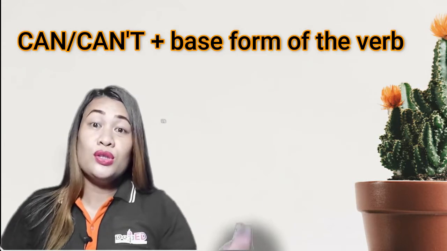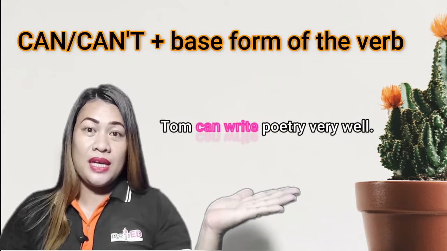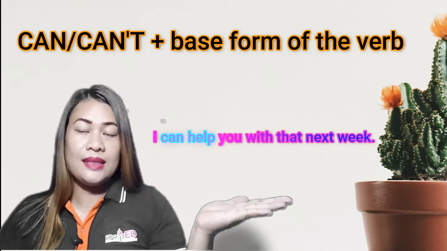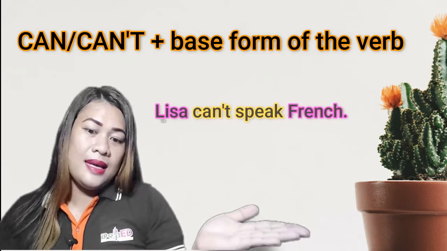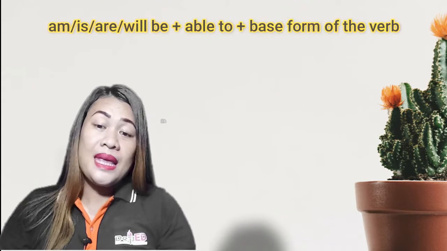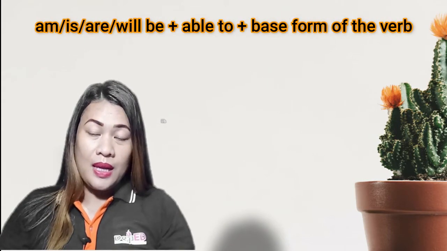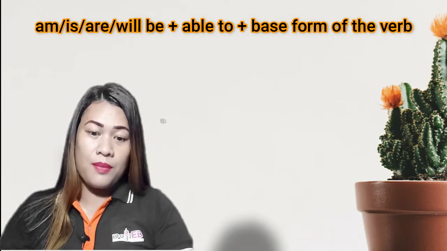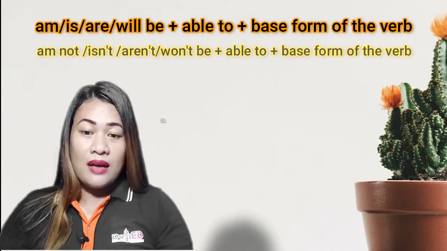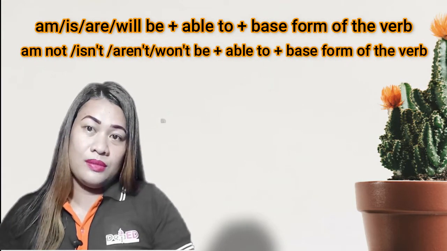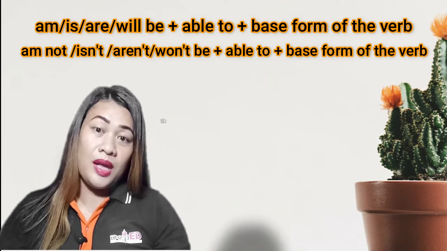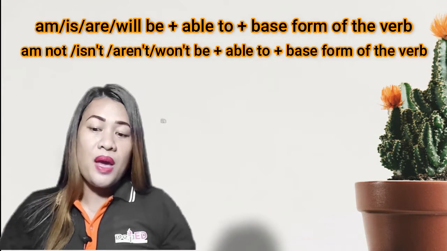Example: Tom can write poetry very well. I can help you with that next week. Lisa can't speak French. So those are the examples. Am, is, are, will be, plus able to, plus base form of the verb. Or on the other hand, if it is going to be used for lack of ability, you're going to have this combination: I'm not, isn't, or aren't, or won't be, plus able to, plus base form of the verb.